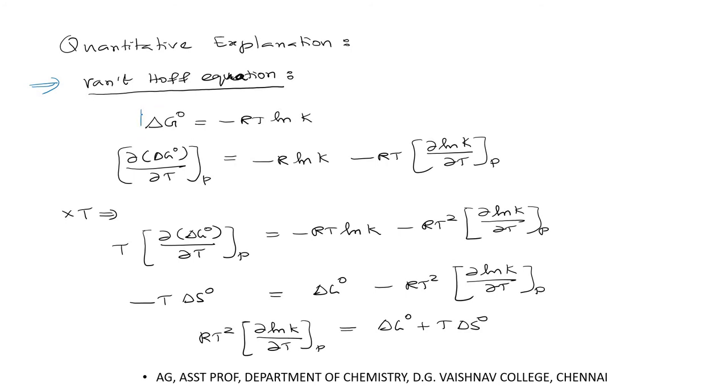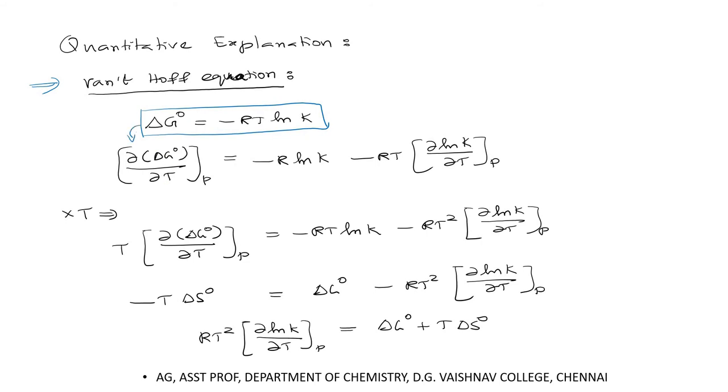You know very well, delta G naught equals minus RT ln K. K here may be usually expressed as Kp, the equilibrium constant in terms of partial pressure. Now I am going to differentiate this equation with respect to temperature, keeping pressure constant. So dou delta G naught by dou T, I am differentiating this.